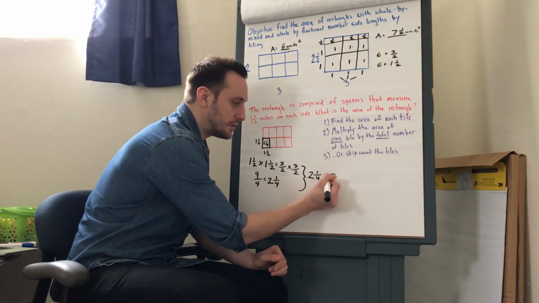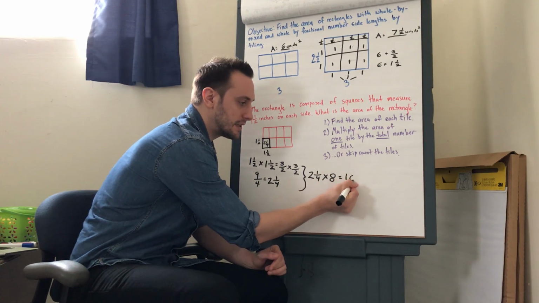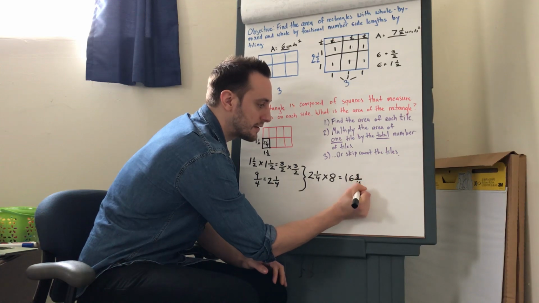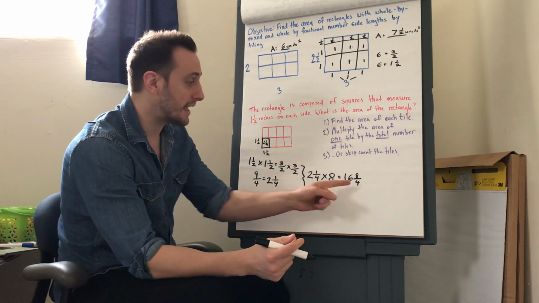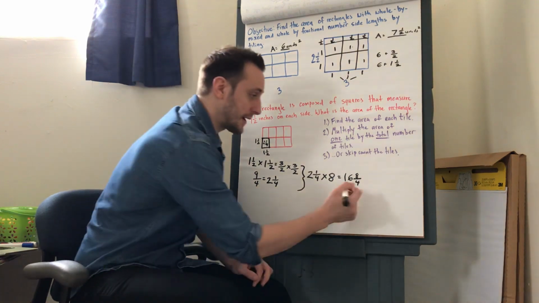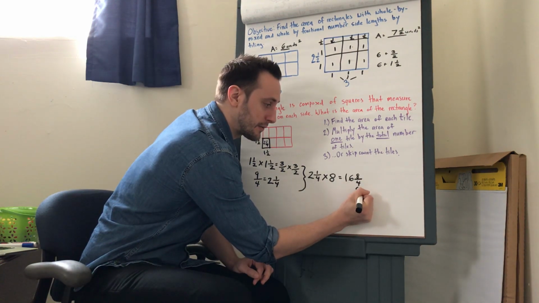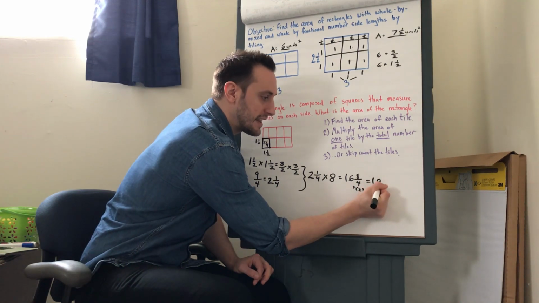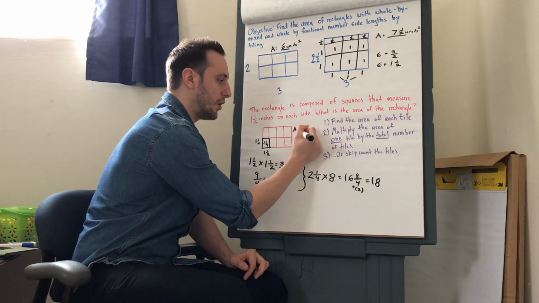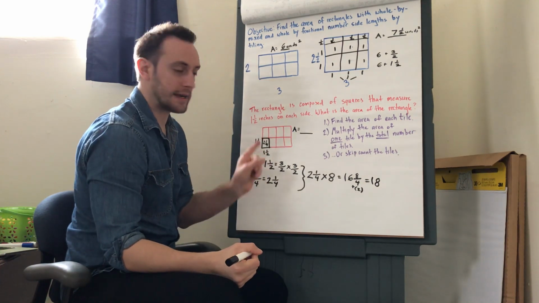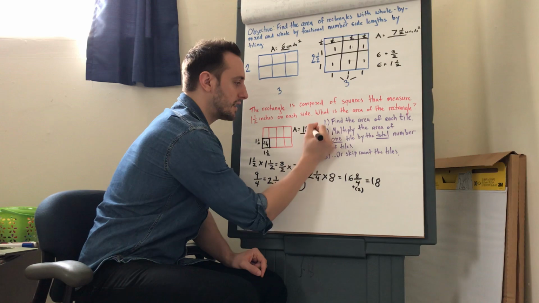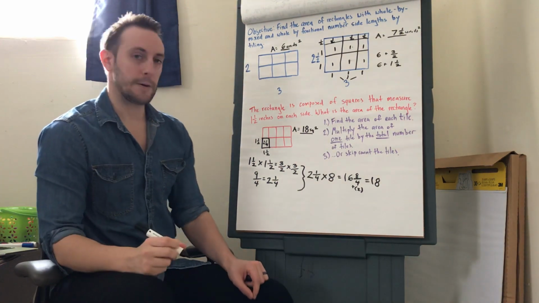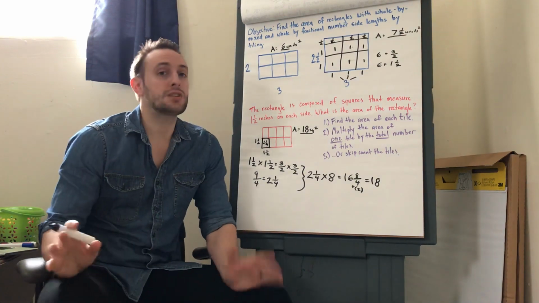I'll just do it this way. I'm going to do 2 times 8 is 16, and then 1/4 times 8 is going to be 8/4, but of course I can't leave it that way. 8/4 is 2, right? I'm going to put in parentheses, that's 2. So then 16 plus 2 is the area of the whole giant rectangle: 18 units squared. Okay?